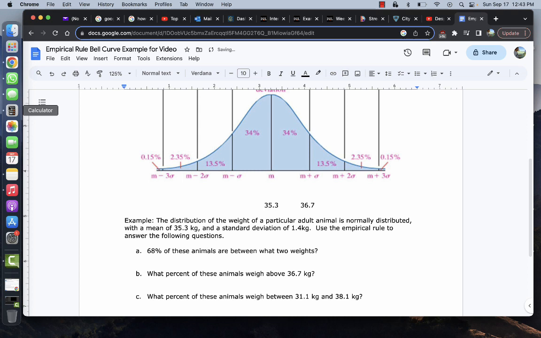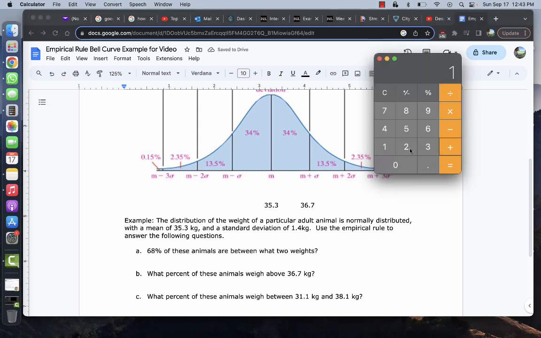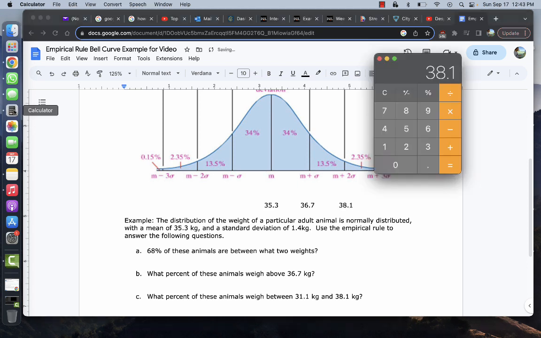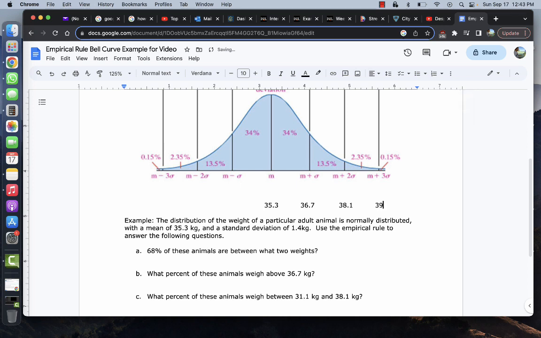And then I just add 1.4 again, so plus 1.4, 38.1. Add 1.4 again, 38.1 plus 1.4, 39.5. So now I have the weights that are 1, 2, and 3 standard deviations above the mean. Now I'm going to do the weights that are 1, 2, and 3 standard deviations below the mean.